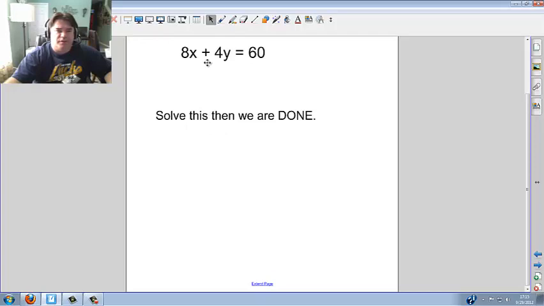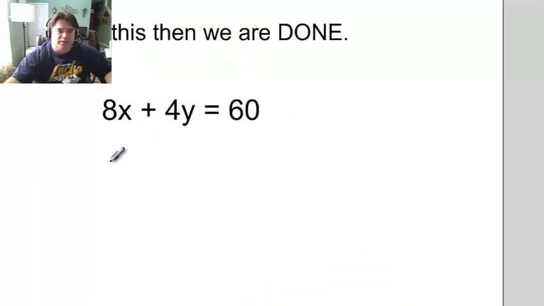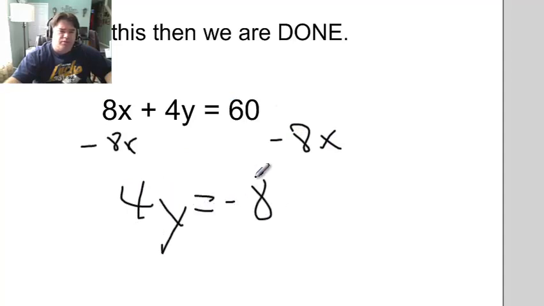Let's go ahead and solve it for you. Well, let's see here. Let's go ahead and minus 8x from both sides. Now remember, I cannot combine the 60 and negative 8x. They have to be separate. So 4y equals negative 8x plus 60.